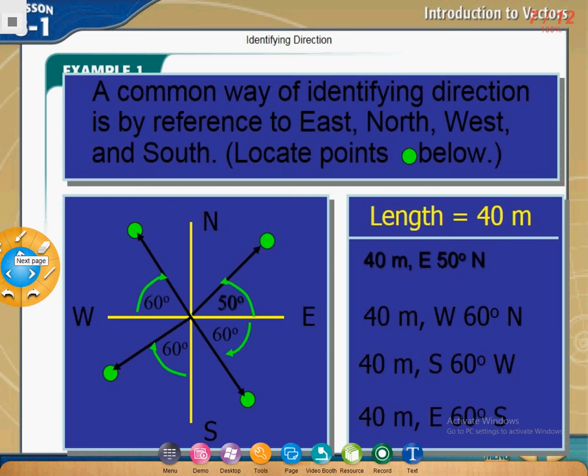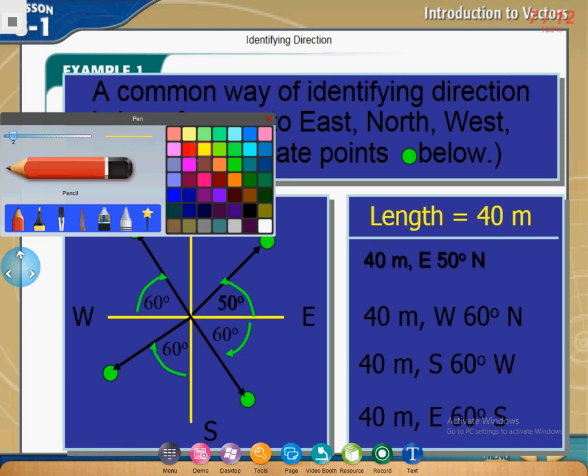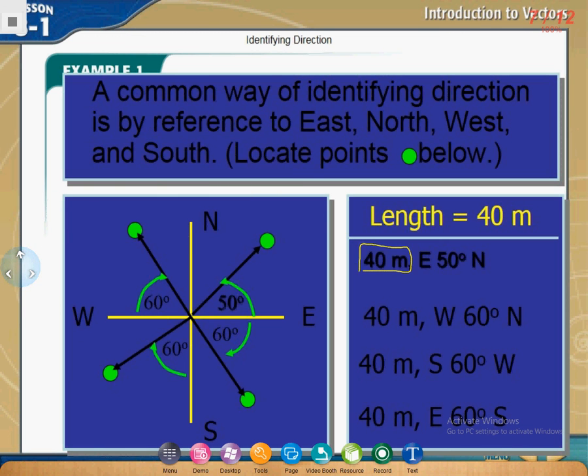Okay. So the common way of identifying direction is by referring to east, north, west, and south. This is just practicing for you. Let's start with the first one. Let me change the color. Yellow will be okay. What's this? Excellent. This is the magnitude. And what's this? The direction. We read it north of east.